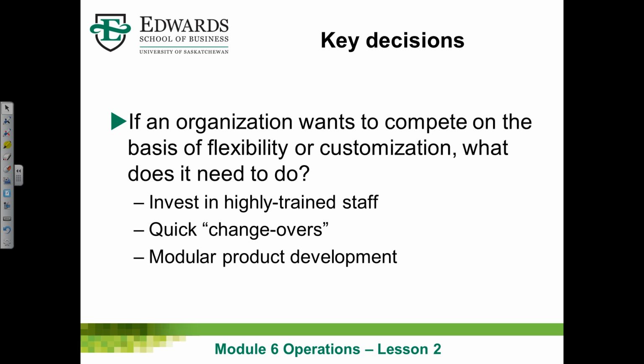So if an organization wants to compete on the basis of flexibility or customization, what would it need to do? Maybe again, invest in some very highly trained staff. You want to have what's called quick changeovers. Now it's an important operations management concept. And what it means is that you've got the ability to change over quickly from one product to another. So if they're producing something and they want to produce, say, a different product or offer a different service, then it takes them a very short time to make the change to doing something else. Organizations that compete on the basis of customization or flexibility need to have quick changeovers.